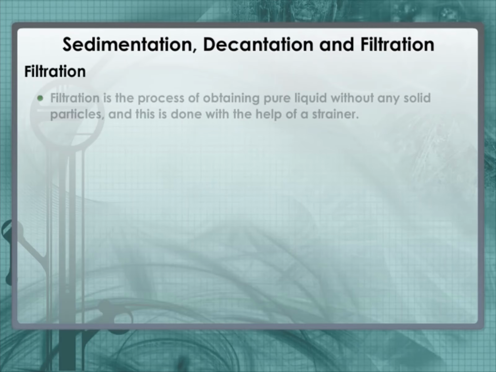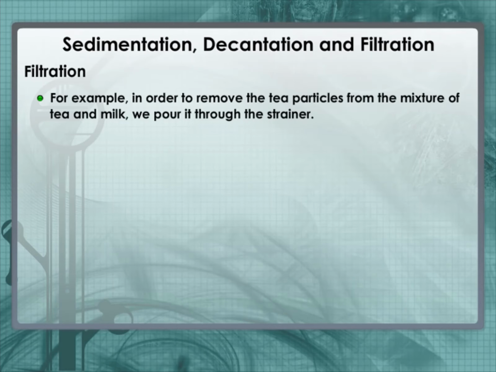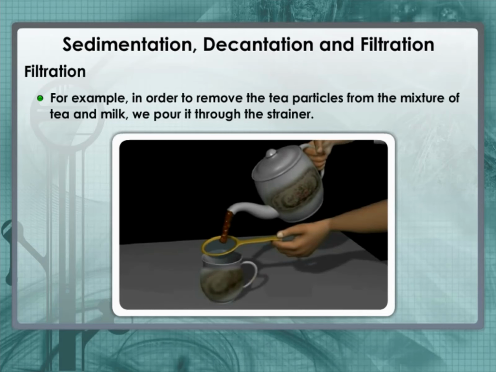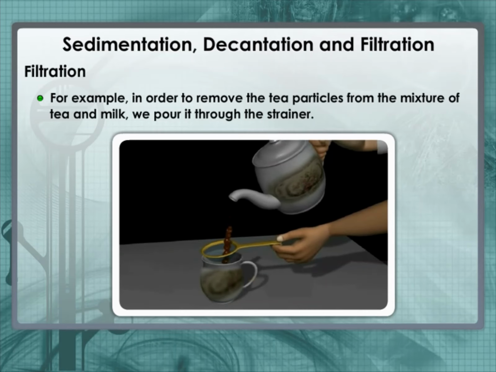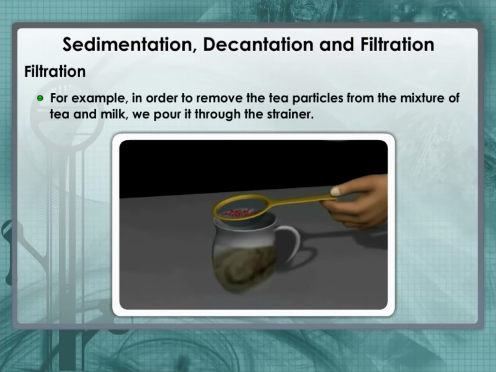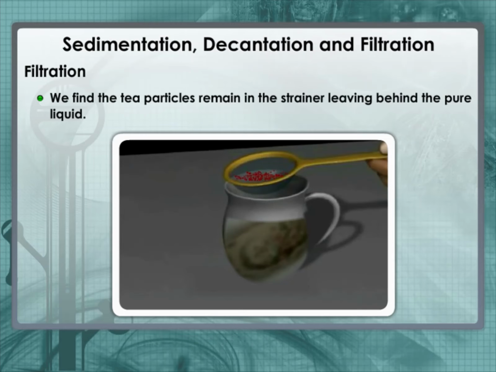Filtration. Filtration is the process of obtaining pure liquid without any solid particles, and this is done with the help of a strainer. For example, in order to remove the tea particles from the mixture of tea and milk, we pour it through the strainer. We find the tea particles remaining in the strainer, leaving behind the pure liquid.